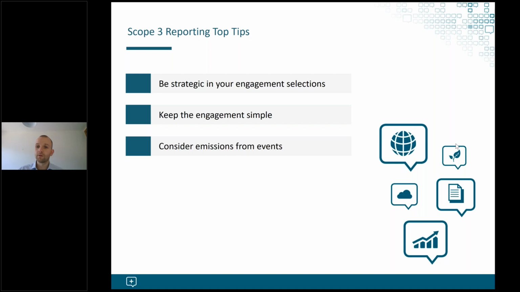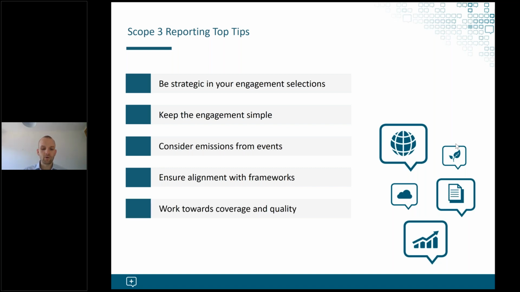Consider emissions from events, the next point. So perhaps not in the past year or so, but if you are a company that usually runs your own events, then it's important to include that, as this is often a forgotten aspect of Scope 3. Ensure alignment with frameworks. Again, relating back to Louise's point earlier, it's important to make sure what you're doing relates to your relevant frameworks and requirements.